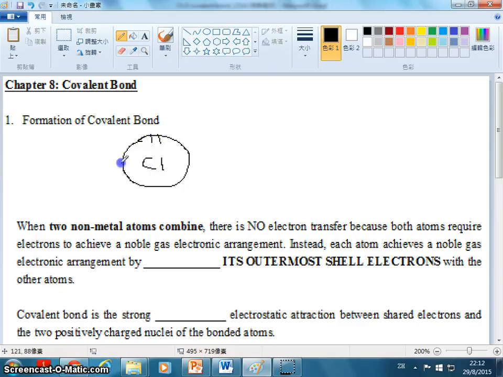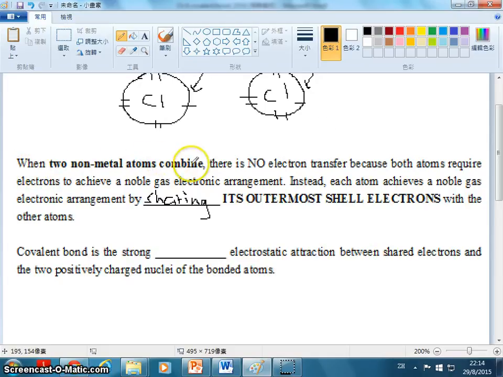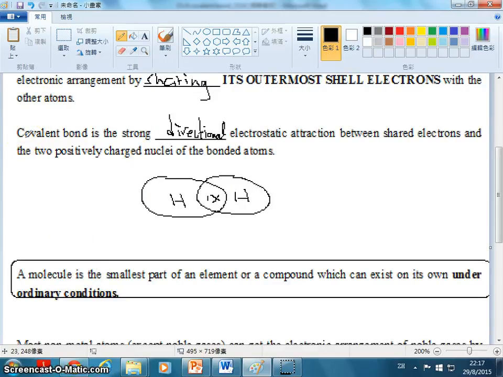Just like chlorine, it has 7 electrons in its outermost shell. It would like to add one more electron to its outermost shell to become an octet. So when another chlorine atom comes together, it also needs one more electron to become an octet. So when two nonmetal atoms combine, there is no electron transfer because both atoms require electrons to achieve a noble gas electronic arrangement. Instead, each atom achieves a noble gas electronic arrangement by sharing its outermost shell electrons with the other atom. Okay, that is what we call a covalent bond.